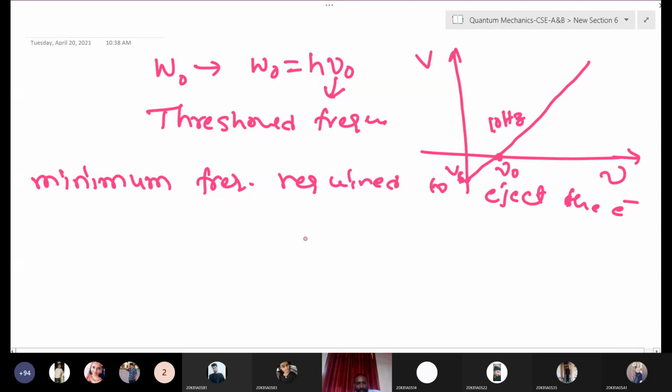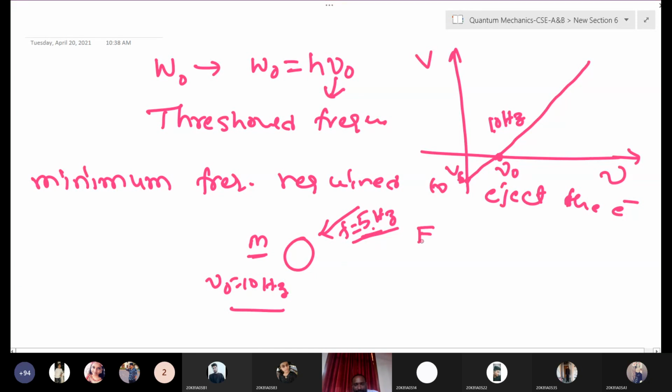Suppose this is a metal, and you are shining some light on it. This light has a frequency of 5 hertz. But the threshold frequency of this metal is 10 hertz. You are incident with light of 5 hertz frequency, so in this case the energy is very low.